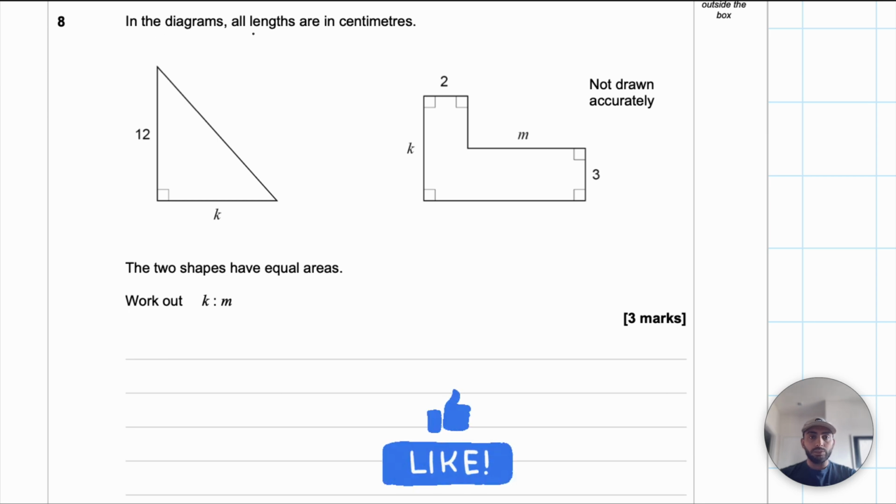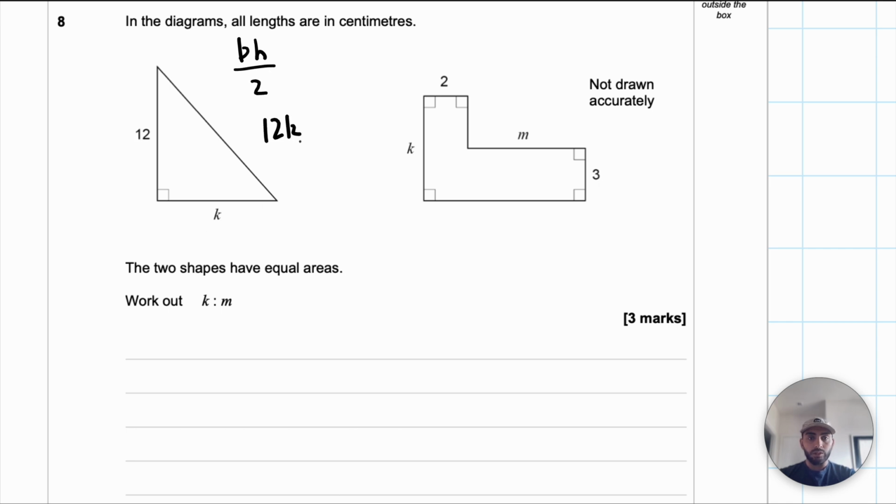Question 8. In the diagrams, all lengths are in centimeters, and the two shapes have equal areas. We're trying to work out the ratio of k to m. So we have k here, we have m here. We're trying to find both of those values. Because it's telling us they have equal areas, let's work out what the area of this one would be. So area of a triangle is base times height divided by 2. So we're doing 12 times k, which is 12k, divided by 2, which is 6k. So the area of this one is 6k.